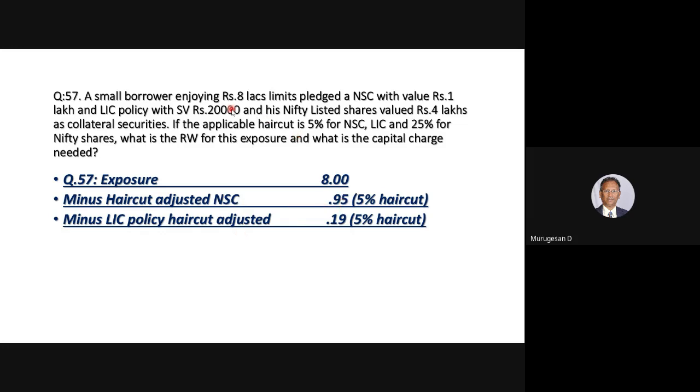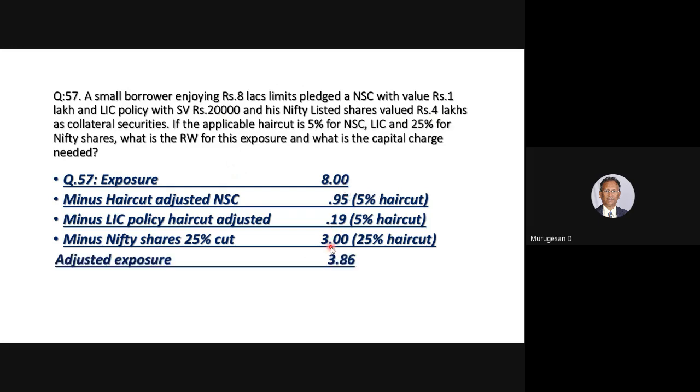LIC policy 20,000 surrender value, but the haircut is 5%. That 5% means the bank may lose 5% while enforcing the value of the security. So the bank will get only 19,000. Why is 1,000 gone? Because of the haircut. And what is the share value? Share value, you see, is 4 lakh. But the bank will not get 4 lakh. Bank will get something less. Bank will get only 3 lakh. So this is the value you will get.